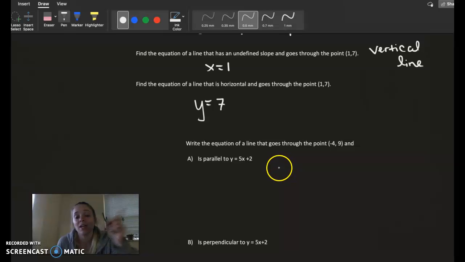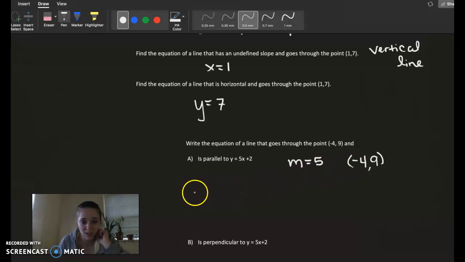So then we know the line that we are looking for has a slope of 5, because the slope of this line is 5, and they're parallel, so they have the same slope. So now we know that the line we are looking for has a slope of 5, and we know that it goes through the point (-4, 9).